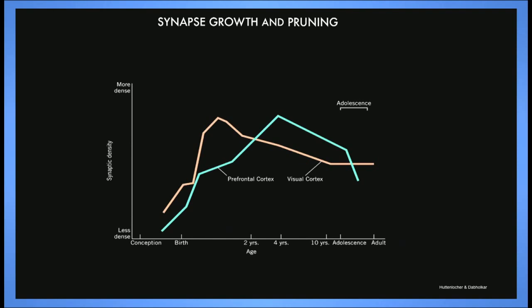What are the two functions here that are being looked at? So in the pinkish line, we're looking in the back of the brain in the visual cortex, and you see that initial increase in synaptic density, of the density of the connections, and then you get this pruning back as we get older. And then if you look at that blue line, that's the frontal cortex in the front of the brain, and it does the same thing, but you can see that the whole curve is shifted over.